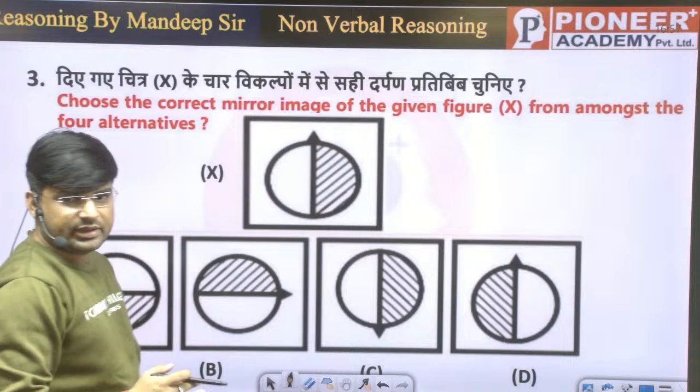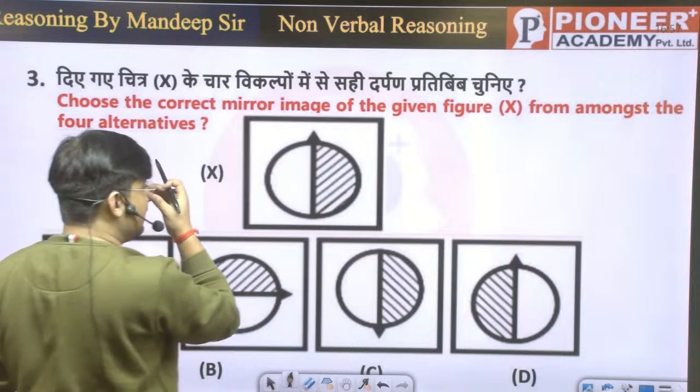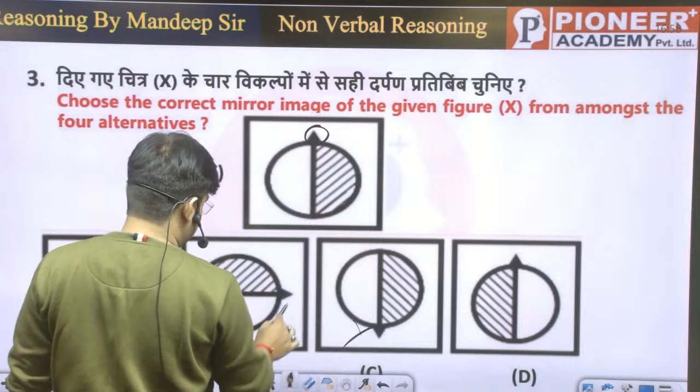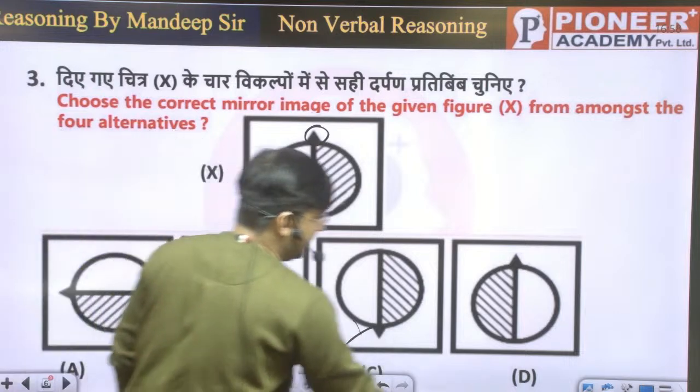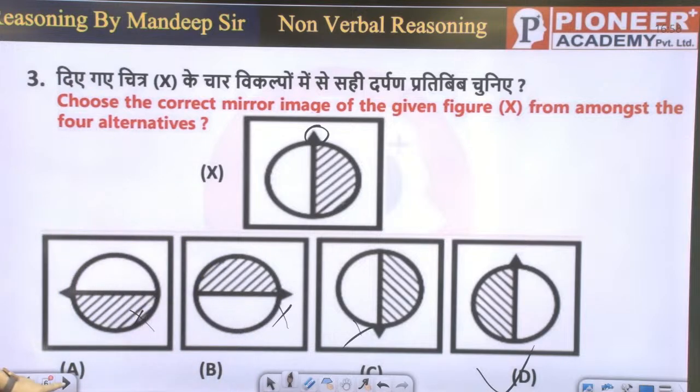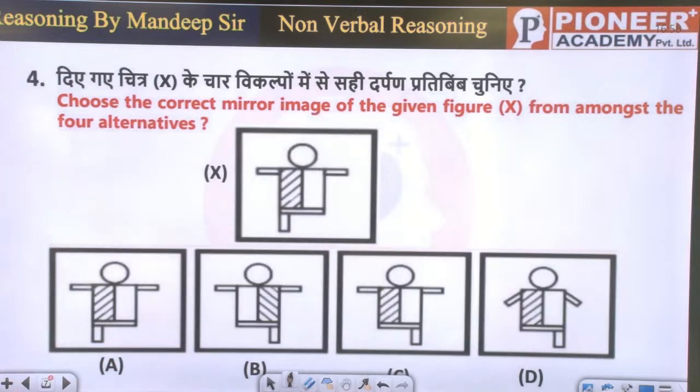Right becomes left, and this one's position is the same. Wrong, wrong, wrong. Option D is the correct answer. Is it right? Please give the answer of this question.